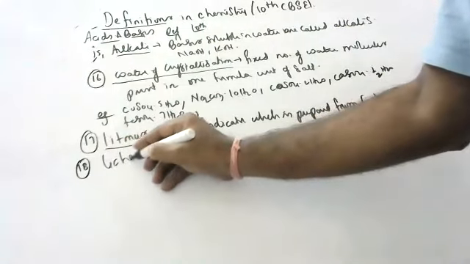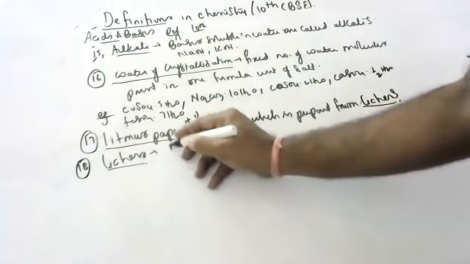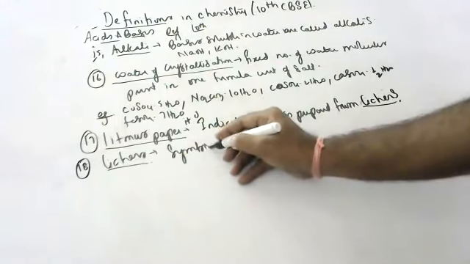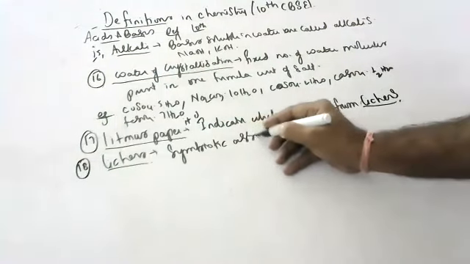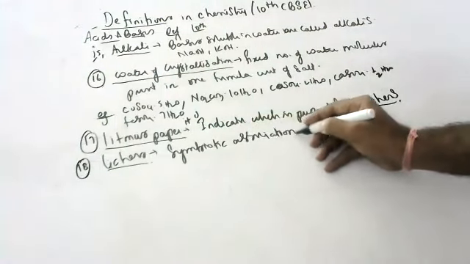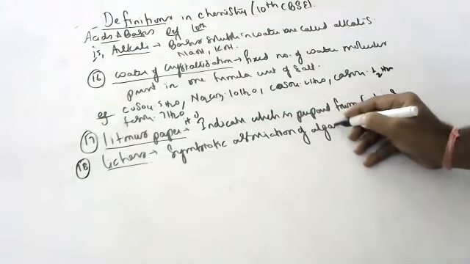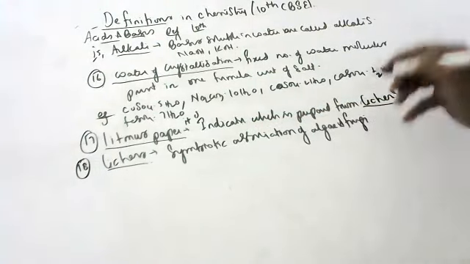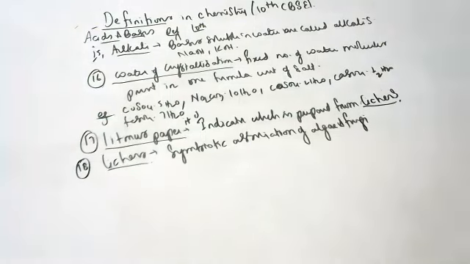What are lichens, children? Symbiotic association of algae and fungi are called lichens.